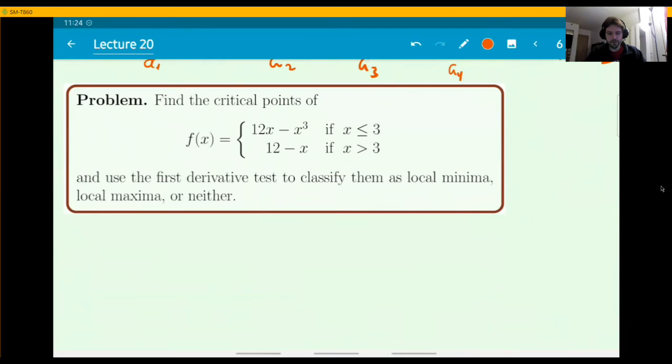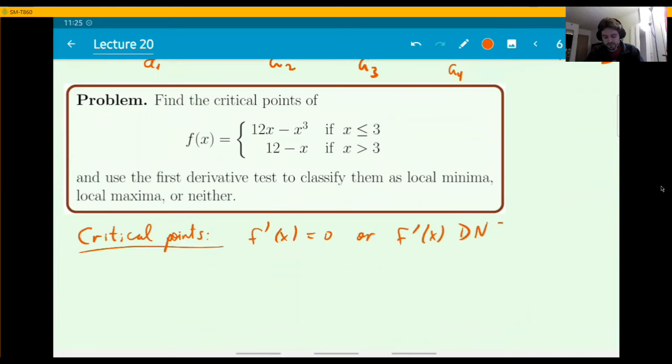So we have a piecewise function. The break is at the number 3. So let's try to, first of all, find the critical points. Those are the points where the derivative is 0 or does not exist, by definition. The only point that we see here where the derivative might not exist is the number 3. It's the break between the two functions. So let's analyze that one first.